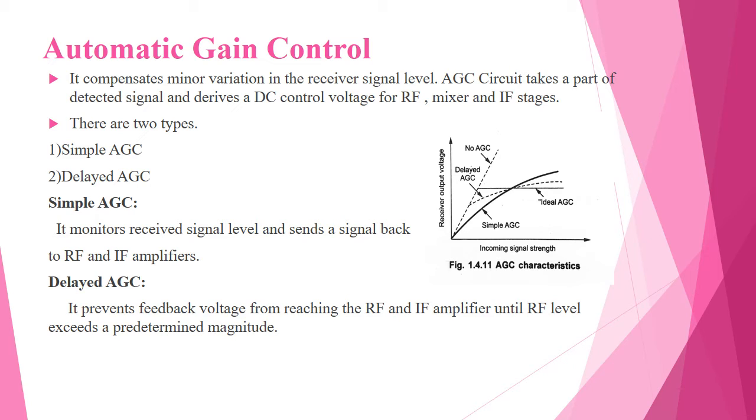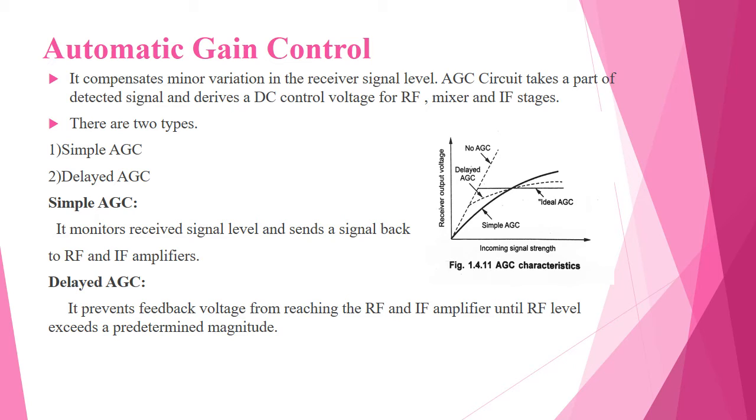Okay, this is known as the simple AGC. What is delayed AGC? It will prevent the feedback voltage from reaching the RF and IF amplifier until the RF level exceeds the predetermined magnitude. So the AGC bias is not applied till the output signal reaches the level. Okay, so AGC bias is applied and gain is reduced so that the output voltage remains at the predetermined level.